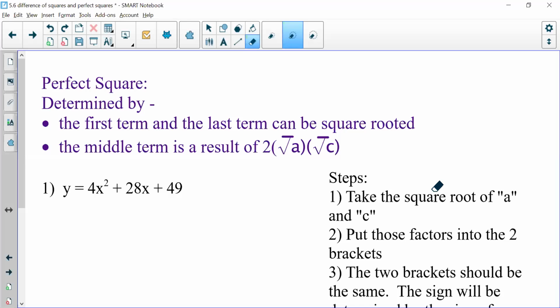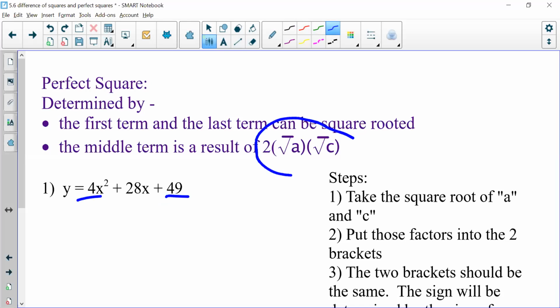Shortcut. A perfect square trinomial obviously is a trinomial. It's 3 terms. The first term and the last term can be square rooted. So I can square root 4x squared, and I can square root 49. And the middle has to be 2 times the square root of a times the square root of c. This is that example we did at the very beginning with the perfect square trinomial.